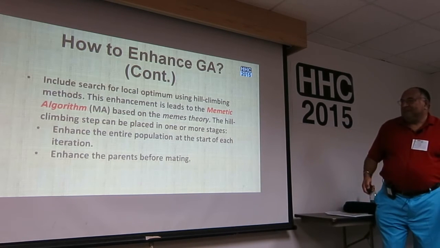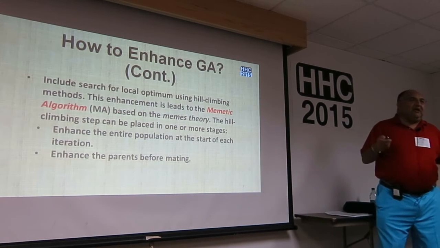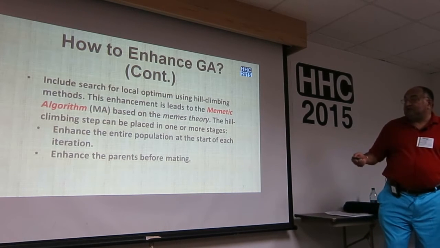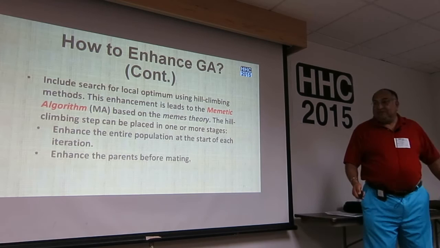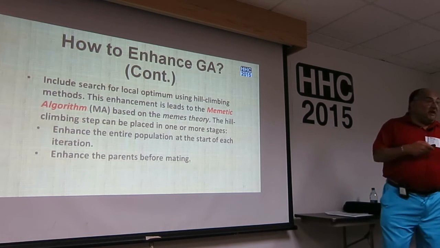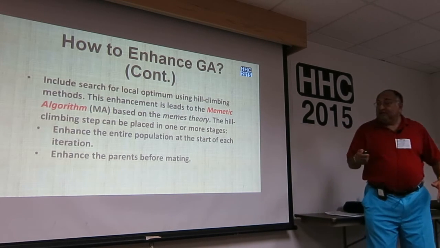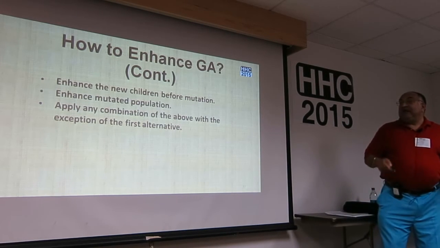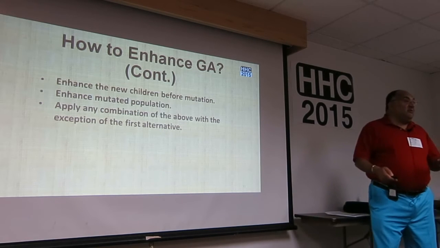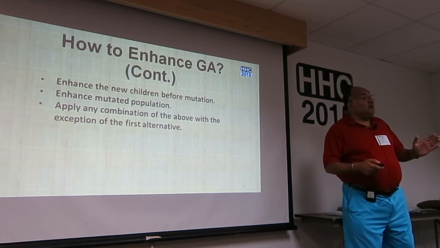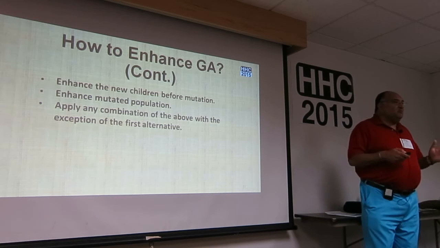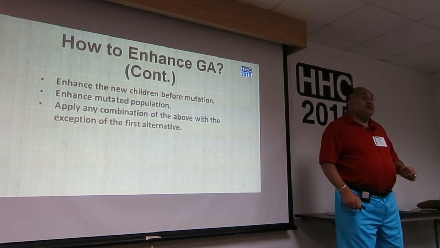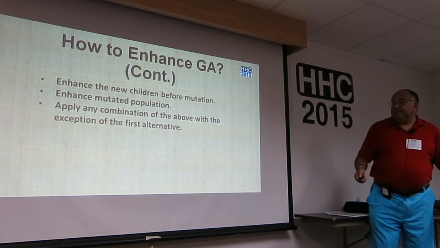And we can put the hill climbing method at various parts. We can enhance the entire population at the start of each iteration. We can enhance the selected parents before mating. We can enhance the children before mutation. We can enhance the mutated population, or any combination. And keep in mind, with hill climbing you're adding somewhat more CPU time because it's a local search, but it does enhance things.